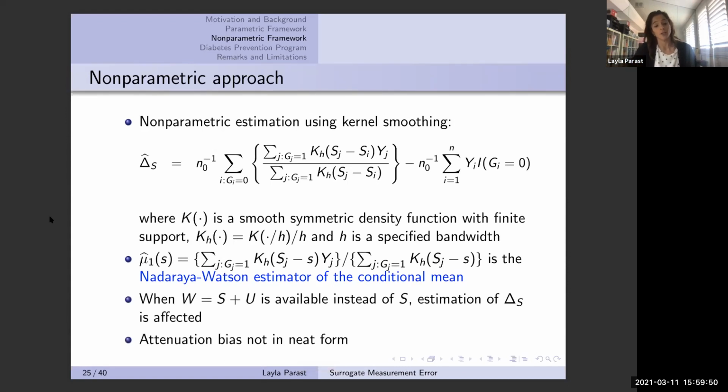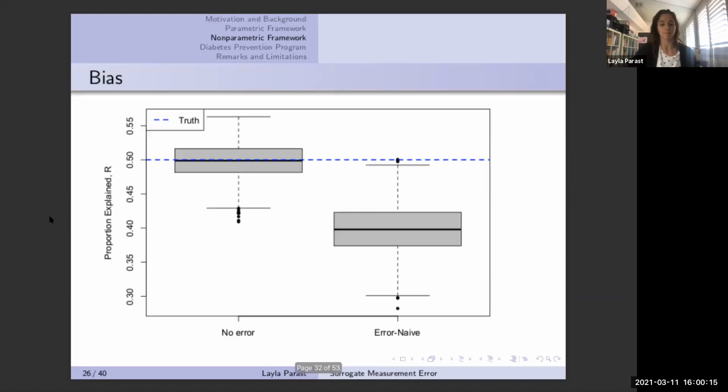So obviously when you don't have S, but you have this mismeasured W, estimation of delta S is affected. Unlike the parametric setup, the attenuation bias here is not in a neat closed form solution. We can write it out, but it's in the form of a bunch of integrals. So we don't have a disattenuated estimator here. But I can show you what that bias looks like from our simulation.